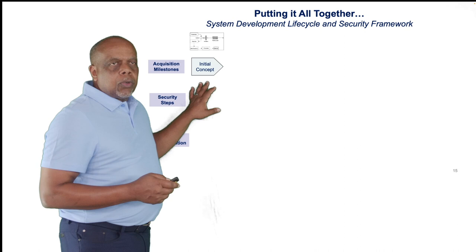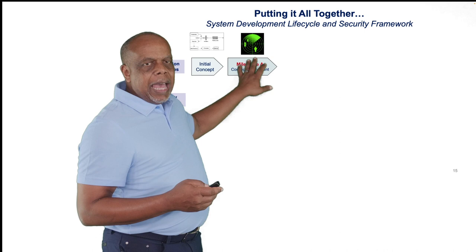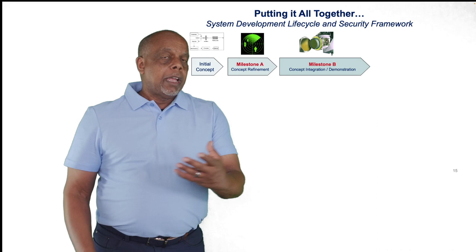And then from there, it goes into a milestone review called concept refinement. So now they start from just something on a napkin, to now we have a breadboard to say, yeah, I think we can do this. Then at milestone B, they say, well, let's integrate that into a platform. So now they'll go out and get an aircraft, and they're going to put that radar in the nose of that aircraft, do a demonstration to the Air Force, say, Air Force, I think we've got something that's going to work. You're going to like that.